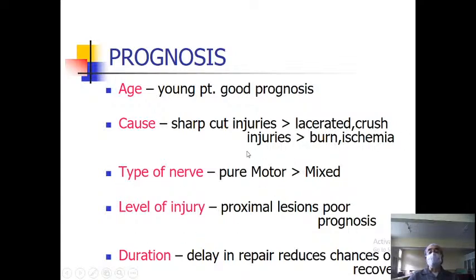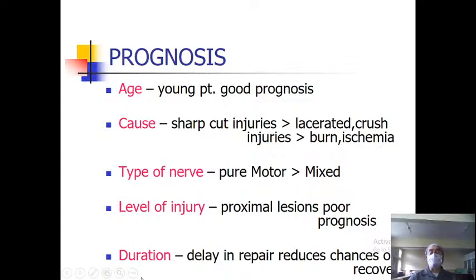And the type of nerve: a pure motor nerve has a very good chance, because there are no sensory fibers in it. In a mixed nerve, you have motor fibers and sensory fibers. If you stitch motor fibers to sensory, then the function may not be optimum. So if it is a pure motor nerve, then definitely the prognosis is good. And as we have seen, proximal lesions have a poor prognosis. The more proximal the injury, the more the damage. A brachial plexus injury is a serious injury when compared with a median nerve injury. So proximal lesion, poor prognosis.